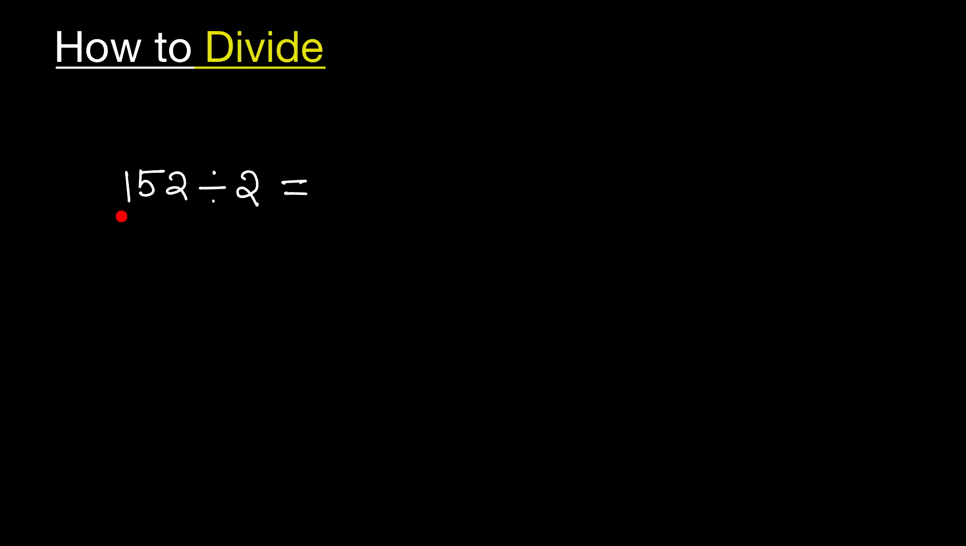In this video, let us learn how to divide the number 152 by 2 using the long division method. See that 1 is less than 2, that is why we will consider the number 15. We know that 2 times 7 is 14 and 14 is closer to 15. If we subtract, we get 1.